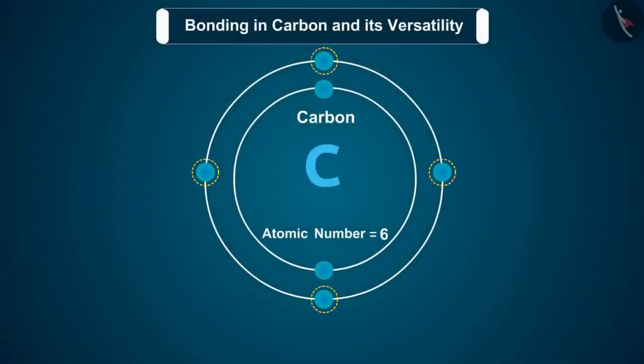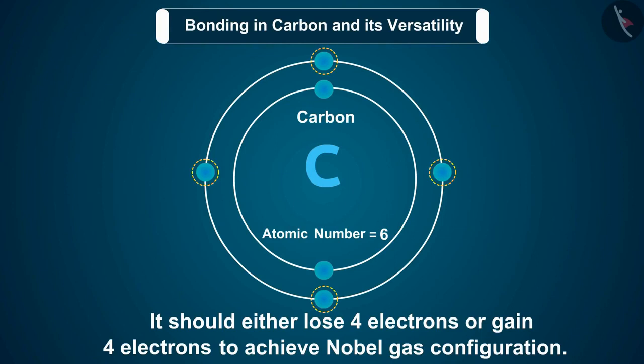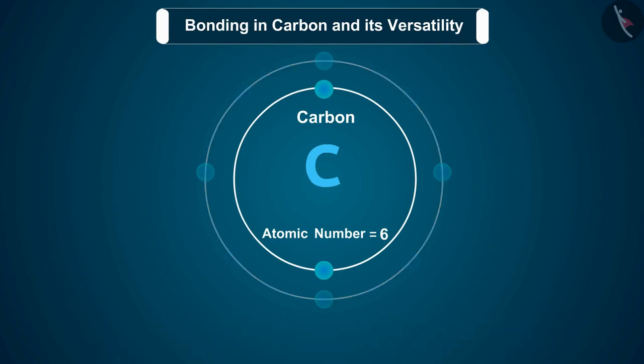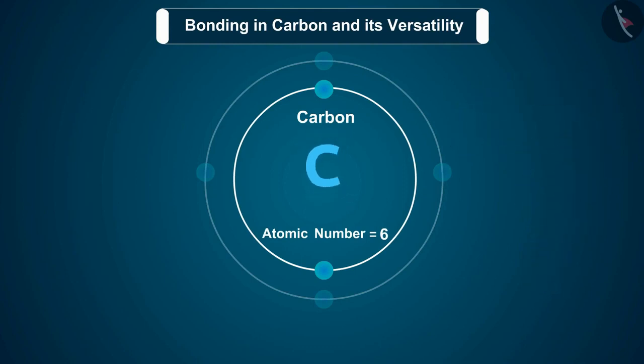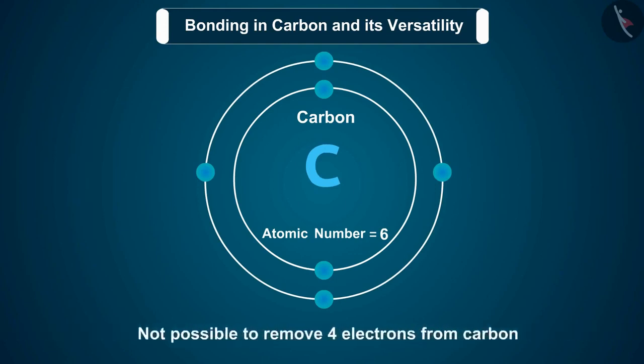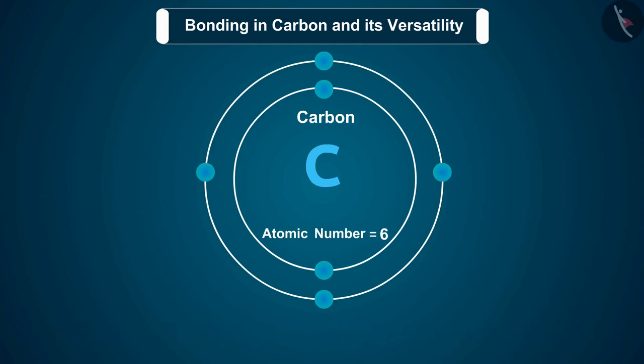Carbon has 4 electrons in its outermost shell. So it should either lose 4 electrons or gain 4 electrons to achieve noble gas configuration. But really, is it possible? As carbon is a small atom, the outermost electrons are held strongly by the nucleus of the atom. So, it is not possible to remove 4 electrons from carbon. Also, it is not possible to gain these many electrons due to energy considerations.